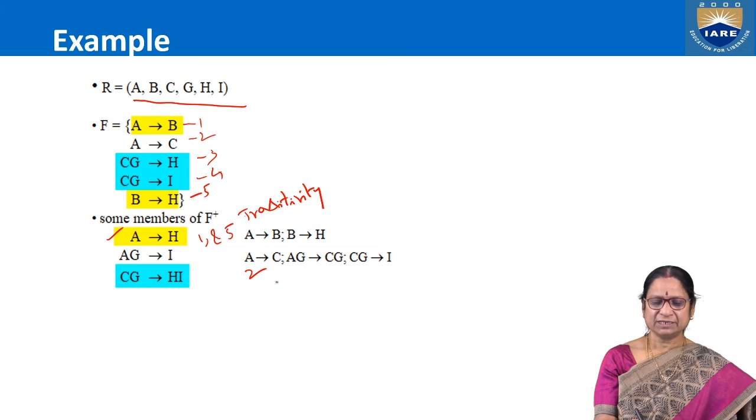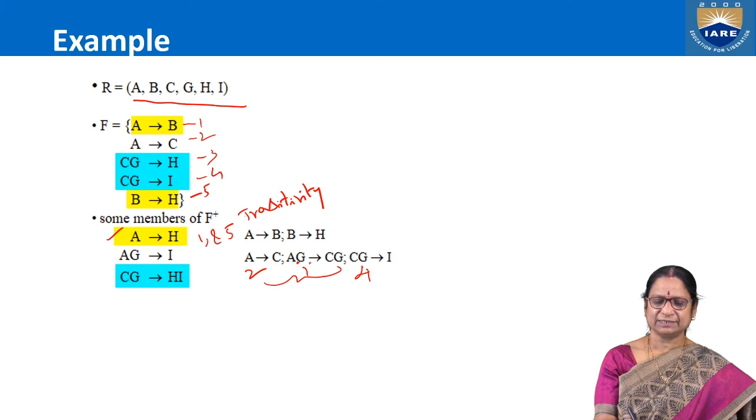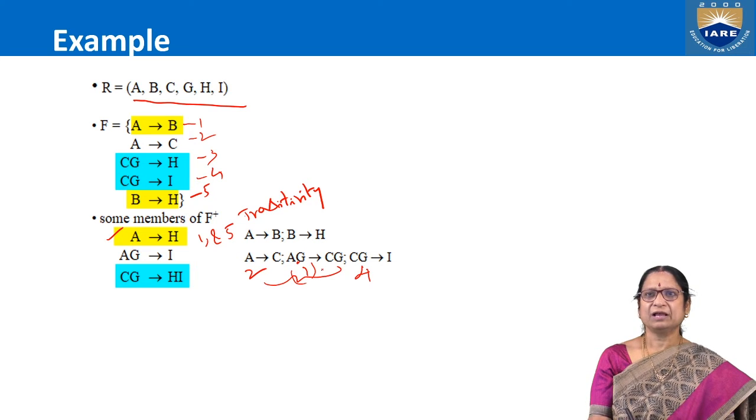After that, by using these two, A determines C and AG determines CG, and we have CG determines H and CG determines I. Either of these two can be used. First, I will use CG determines I, that is the fourth one, based upon the second. From the second, I generated a new one, let us assume the newly generated is represented by small 1. By using this 1 and 4, we will get AG determines I, because AG determines CG and CG determines I. So AG determines I is newly inferred.